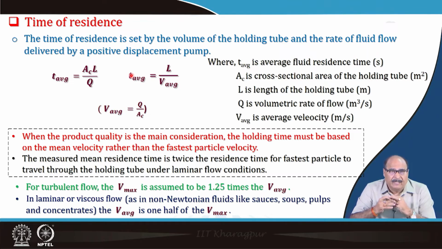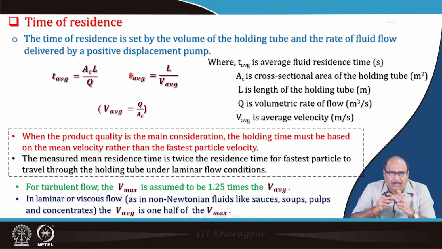The measured mean residence time is twice the residence time for the fastest particle to travel through the holding tube under laminar flow conditions. So, always from the quality point of view, the average velocity, the mean velocity, should be considered for calculation of the residence time.